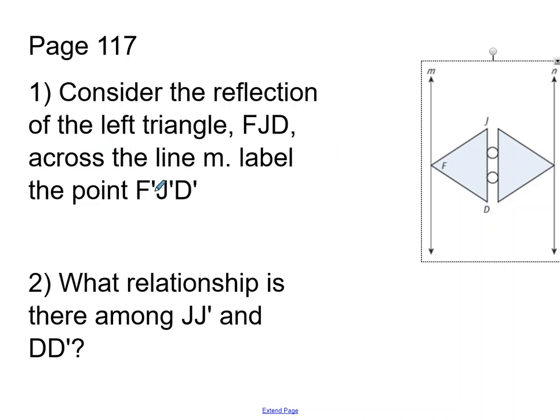And we're going to label the points F prime, J prime, and D prime. So F is on the line of reflection, so it's not moving, F prime. And then the part of a reflection is that it's the same distance from the line of reflection, and it is perpendicular to the line of reflection.